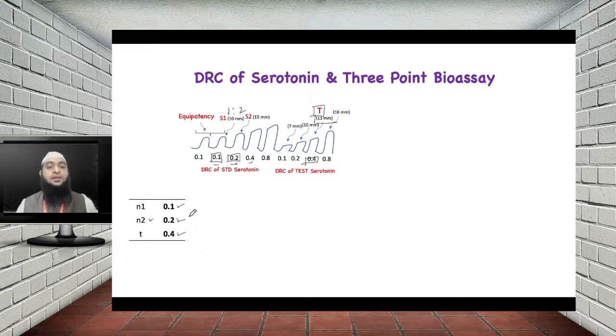So now the selection of the two standard and test is done. Going ahead, we need to follow a particular sequence. The first sequence we are going to follow is giving the dose in the S1, S2 and T sequence. So let's give the dose of the S1. We have given the dose of the S1, which was 0.1 ml.